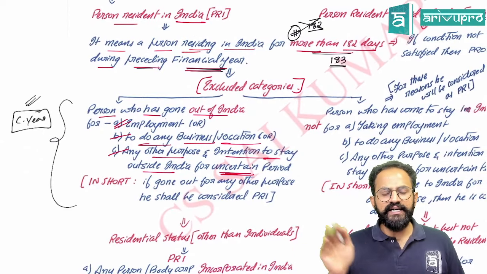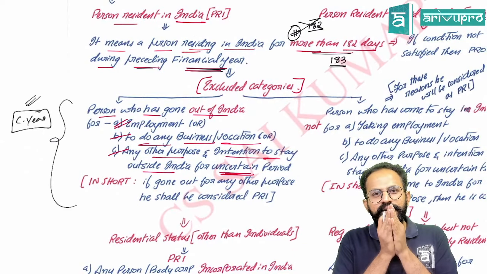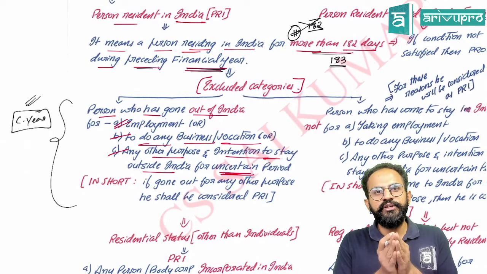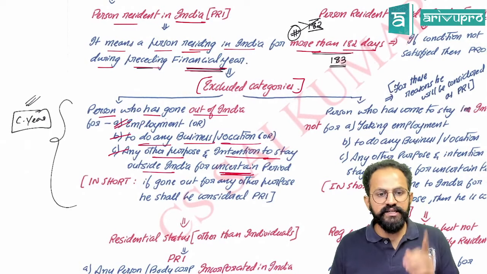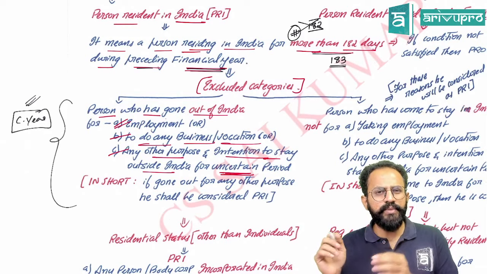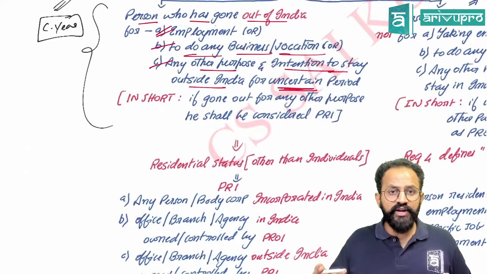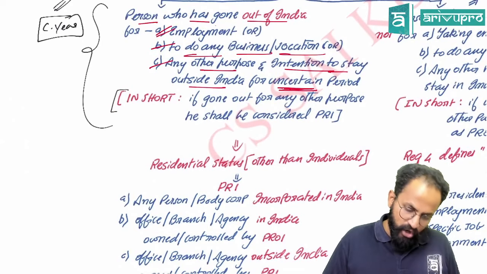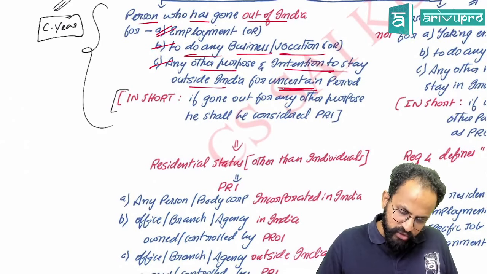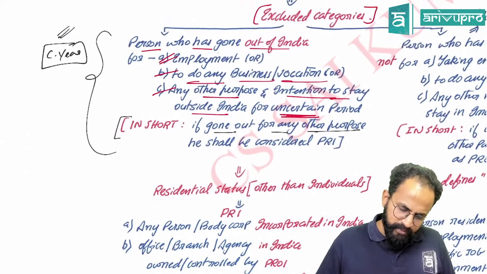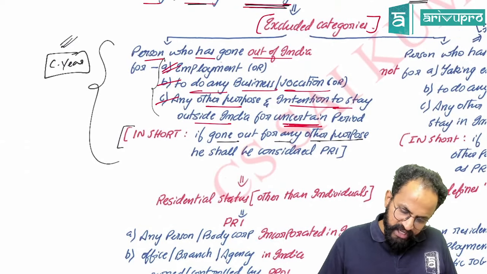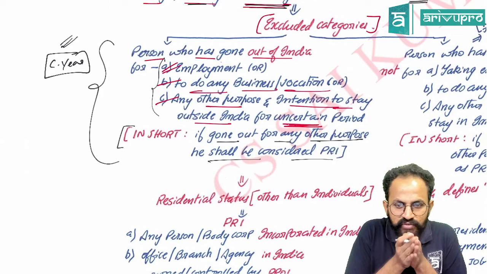And this excluded category, so don't even ask about the complicated words used. You cannot understand. That is the reason people make this particular provision very complicated. I know even after that you guys can get confused, so I've given it to you again in short. If a person has gone out for any other purpose, other than these three, he shall be considered PRI. If he goes for these three, he will be considered PROI. I feel this is sufficient.